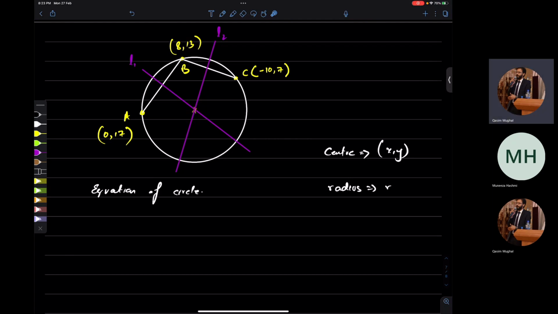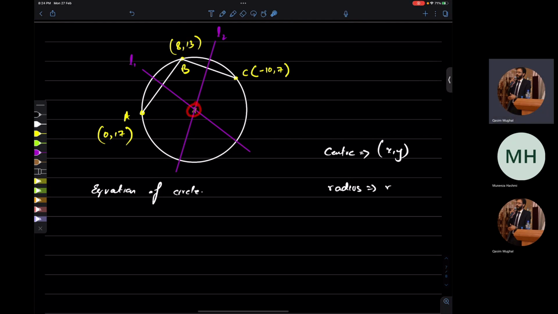Now, once you have the center of the circle, let's say we've already figured it out, can you tell me how I can work out the radius of the circle? Just think a little bit more. I have the coordinates for the center of the circle. I need to know the length of a line starting from the center to any point on the circumference, which is known as the radius.